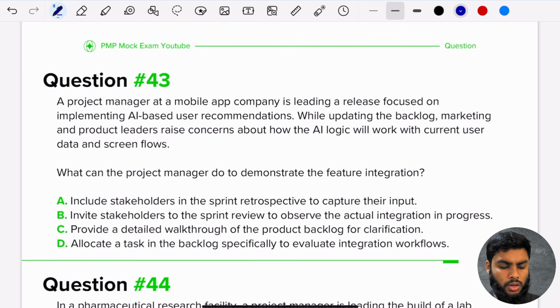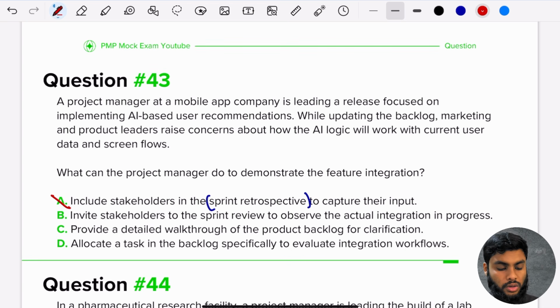Okay, A, include stakeholders in the sprint retrospective to capture their input. So there's already a mistake here, a technical error. We don't include stakeholders in this. Rather, we include our project team. So A, due to technicalities, is out. Invite stakeholders to the sprint review to observe the actual integration in progress. Okay.